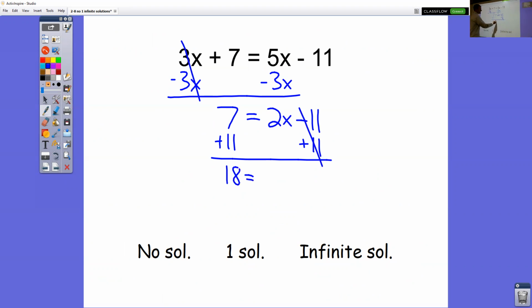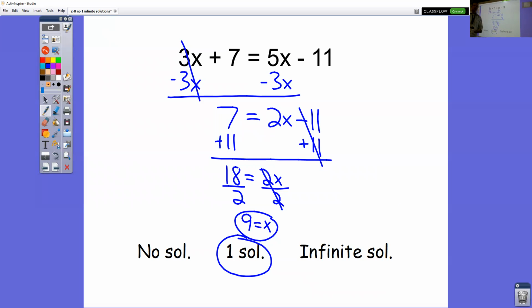So I have 18 equals 2x. Divide by 2, divide by 2. And you get 9 equals x. X equals 9, or 9 equals x. 9 is the only answer. So this one, when you're figuring out if it's no, one, or infinite solutions, this would be one solution because 9 is our only answer.